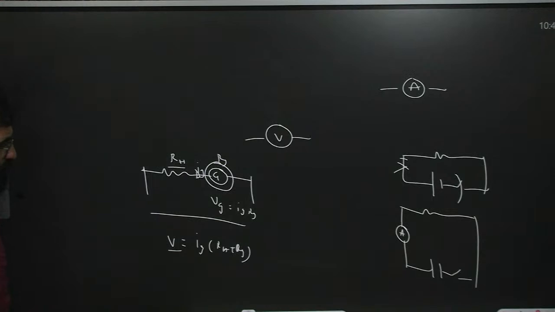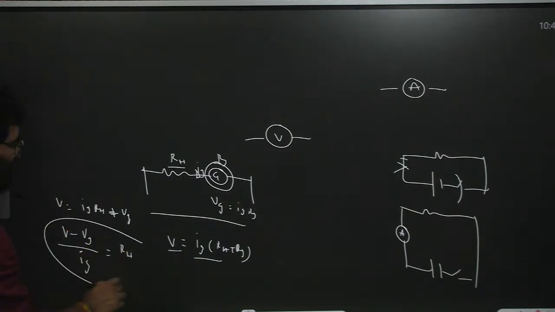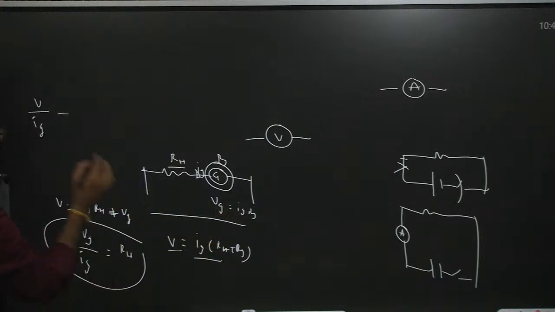But already we are getting V is equal to Ig into RH plus V on galvanometer. So (V minus Vg) by Ig gives the resistance connected in series. If I want to change the range from 100 volts to 1000 volts, just consider V by Ig minus Vg by Ig. Vg by Ig is Rg, so that is equal to RH.